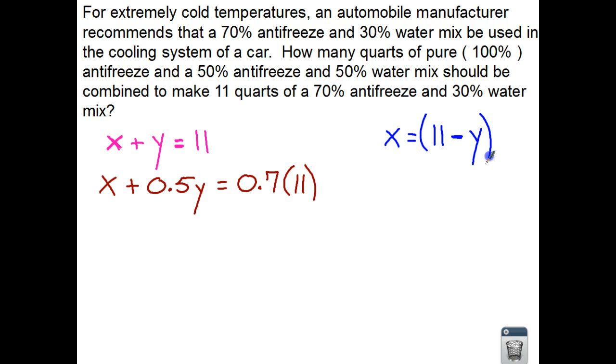And we can quantify that. So now that we know what x is, we'll substitute that in. We'll say x is 11 minus y plus 1/2 y, and that's going to be equal to, we have 70% of the 11 quarts. Now, does anyone know what 70% of the 11 quarts is?